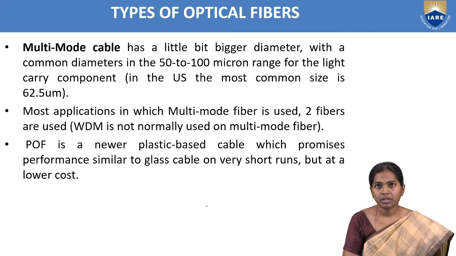Next, the multimode cable. In multimode cable, we transmit the waves in different modes. At the transmitting side we transmit from the same point, but at the receiver side we receive along different paths. Multimode cable has a somewhat bigger diameter, commonly in the 50 to 100 micron range for carrying the light. Generally in the US, the size of the core is 62.5 microns.